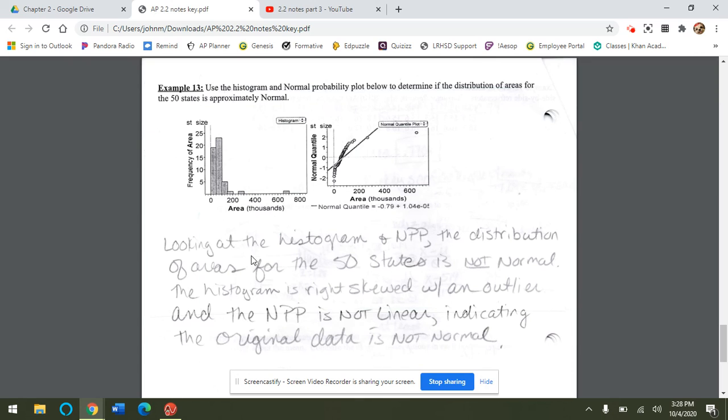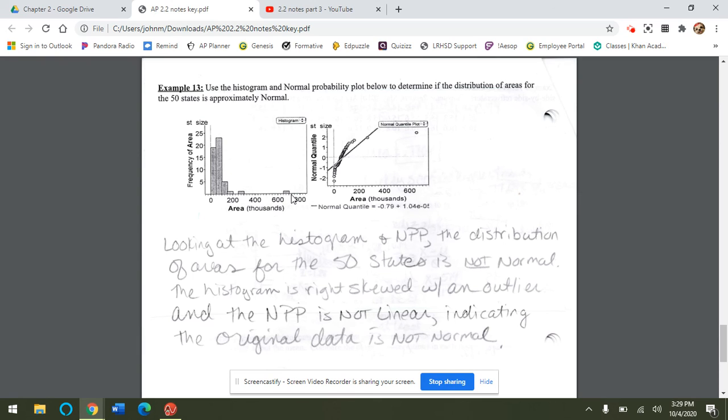So my answer was, looking at the histogram and the normal probability plot, NPP is a common abbreviation for normal probability plot. The distribution of areas for the 50 states is not normal. The histogram is right skewed with an outlier, and the normal probability plot is not linear, indicating the original data is not normal, right? I bet this is Alaska. Okay, and this is probably what, California, Texas, and then here's all the other states. We have lots of small states space-wise, and then we have just very few that are enormous states.